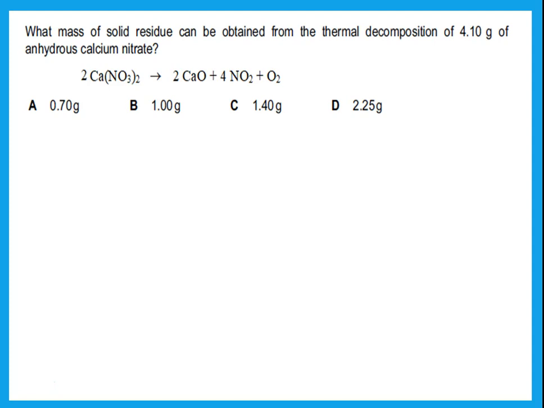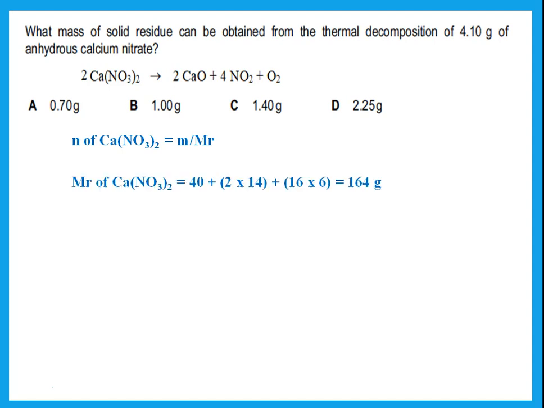I cannot calculate mass, I cannot relate mass and say, okay, 2 gives 2, then 4.1 will give how much? I cannot say that. I have to change the 4.1 to number of moles first, and then relate the number of moles. So number of moles of calcium nitrate, what does he give me? He gives me mass, so I need to use the equation that involves mass. Mass over molecular mass. So number of moles is mass over molecular mass. If you calculate the molecular mass of calcium nitrate, it's 164.